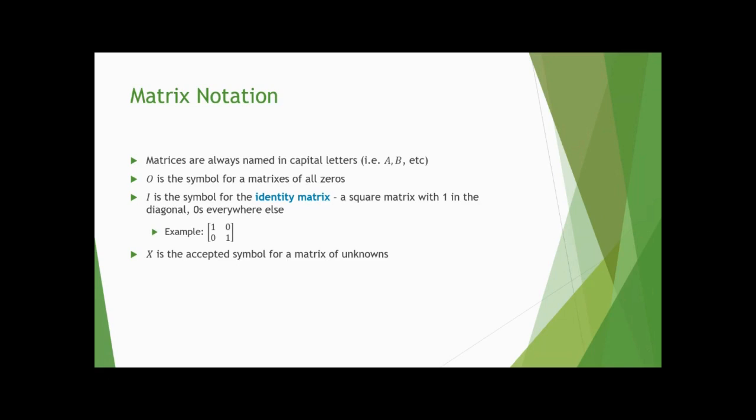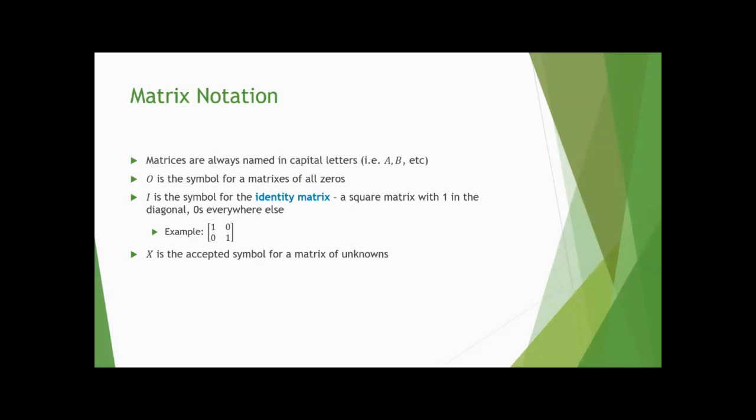Essentially, a capital O is the symbol for a matrix of all zeros. So it just means that everything is zero in whatever the matrix is. And I is the symbol for the identity matrix. So the identity matrix is always square, and then there's always 1 in the diagonal and zeros everywhere else. So I just gave an example of a 2 by 2. You always have the diagonal going from the top left to bottom right. That's always the diagonal that we put it in. So that's the identity matrix.